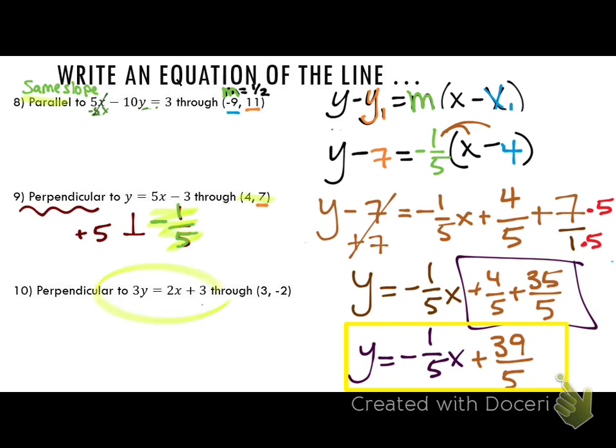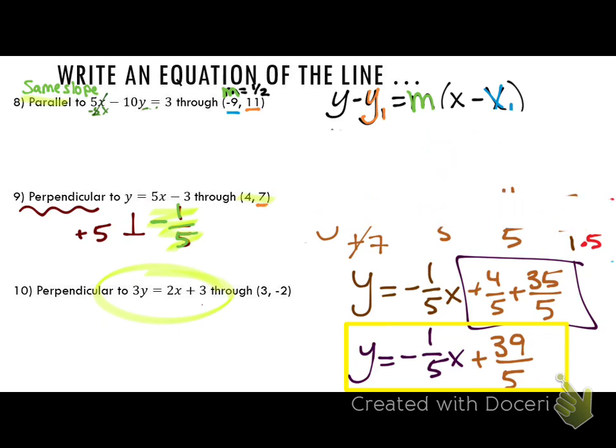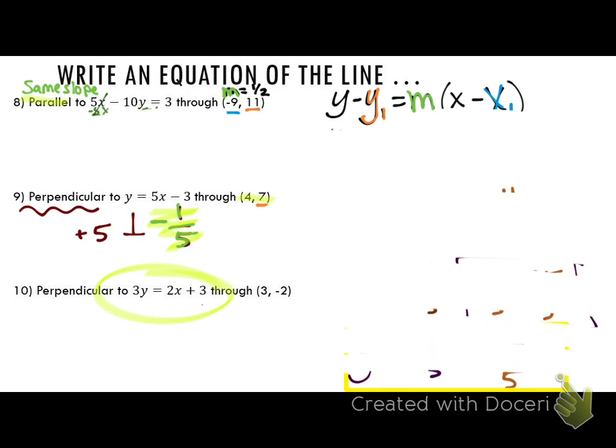All right, one more. Is this written in y equals mx plus b? No, it is not. What do I need to do to make it in y equals mx plus b? Divide by 3. So divide each of them by 3. So doing this, what is the slope of our original line here? 2 over 3. Yeah, it is 2 over 3.